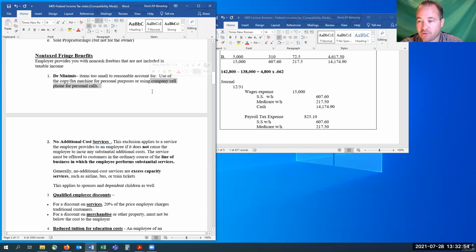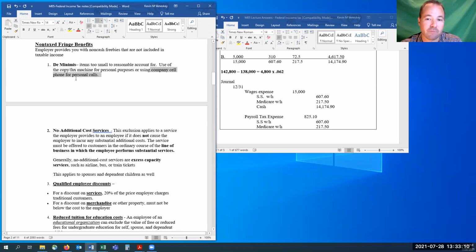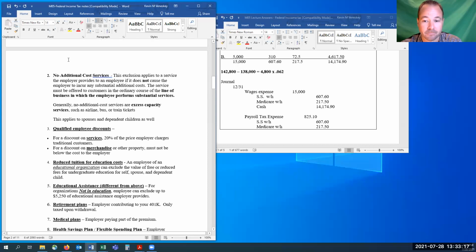The company gives you a cell phone, and of course, you're probably not going to have two cell phones for most people. So you use your company cell phone also for private calls after hours. You're not going to be taxed a partial amount for that company cell phone. So there's a couple of items of de minimis that you probably don't even think about, but technically they could have been taxed if they're not specifically listed like they are.